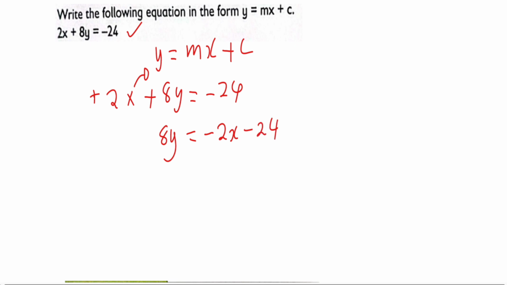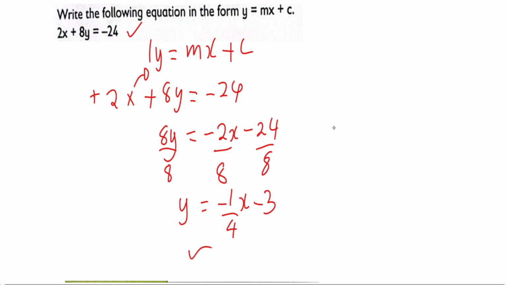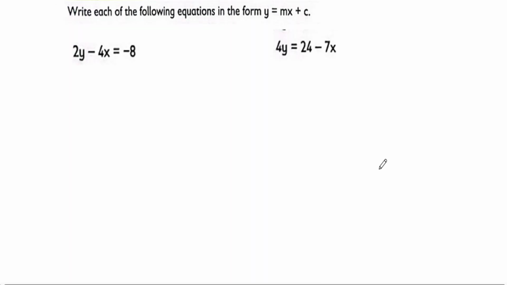Then make y to have a coefficient of 1. As in, y should be by itself, without any number after it. So divide by 8, then divide by 8. Gives you y equal to minus 2 divided by 8 is minus a quarter x, minus 24 divided by 8 is minus 3. And therefore, this one is your answer. Is it hard? No. Now, let's try this question.